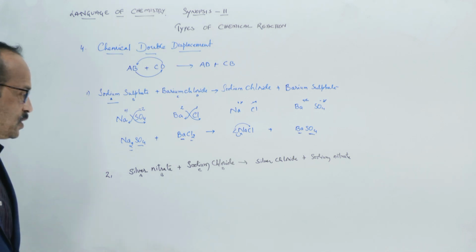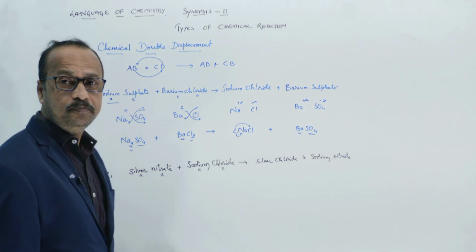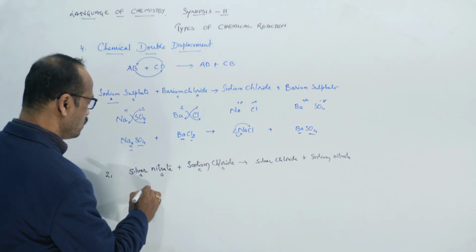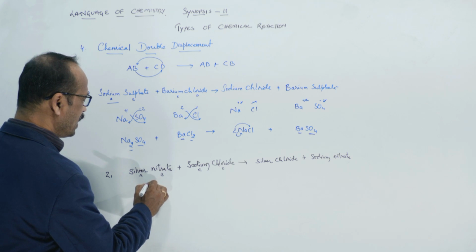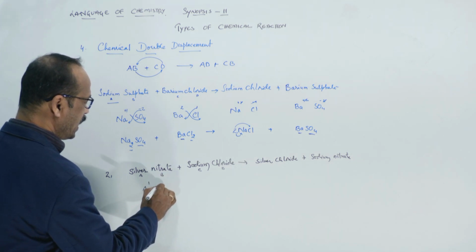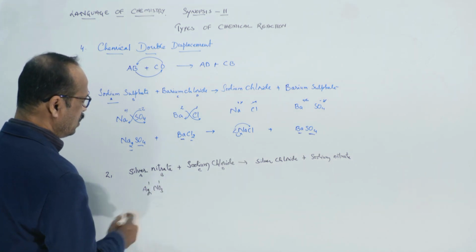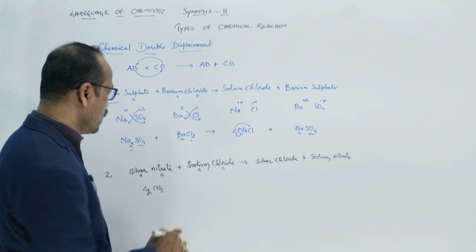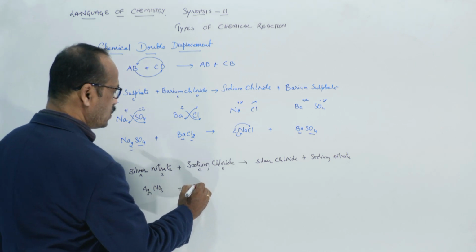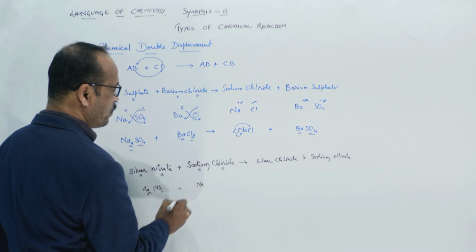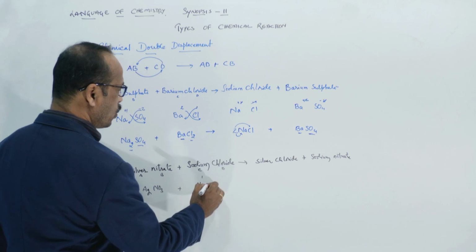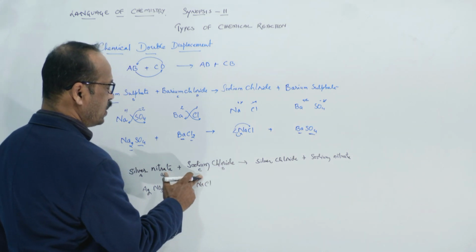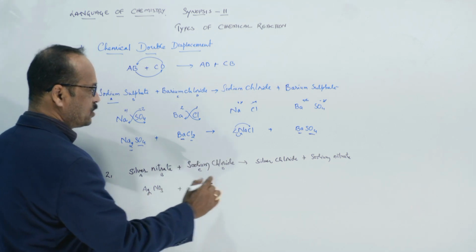Now write the formulas for this one. Silver symbol is what? What is the symbol of silver? Ag. Very good. So symbol is Ag, and valence is 1. Nitrate NO3, valence is 1. So 1 will cancel. So the formula is AgNO3. Now plus sodium chloride. Sodium symbol is Na, valence 1. Chloride symbol is Cl, valence 1. So 1 cancel. So silver nitrate plus sodium chloride.